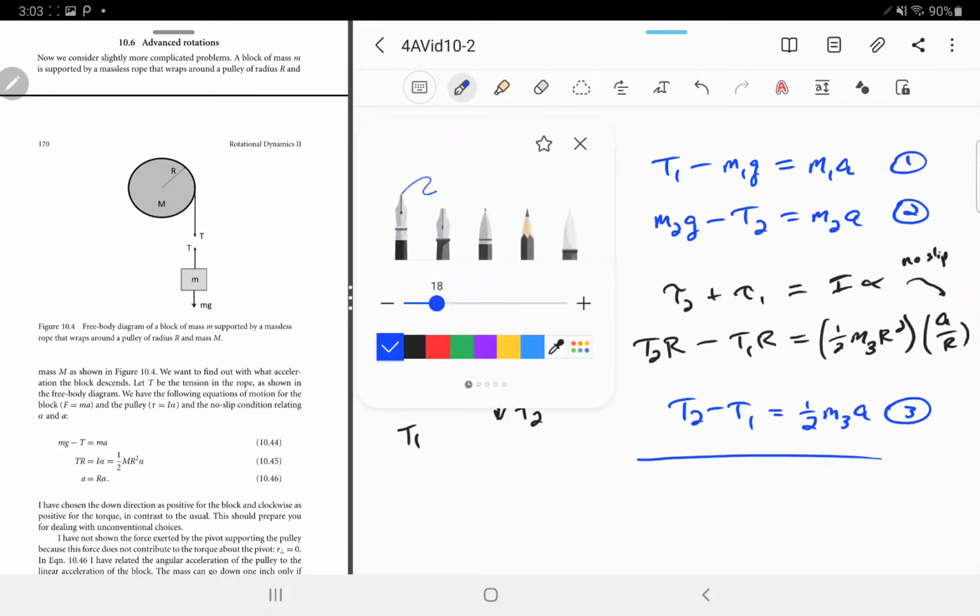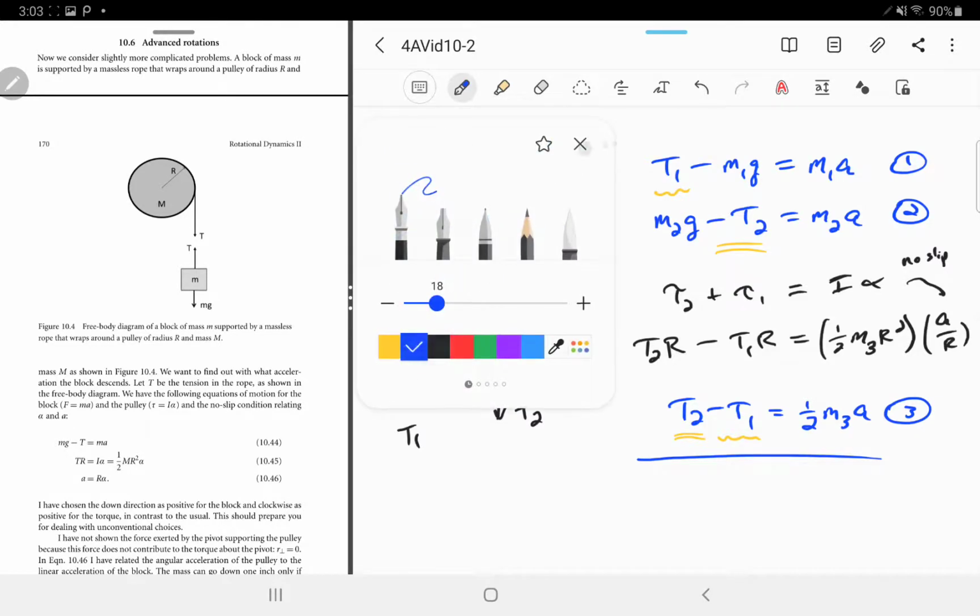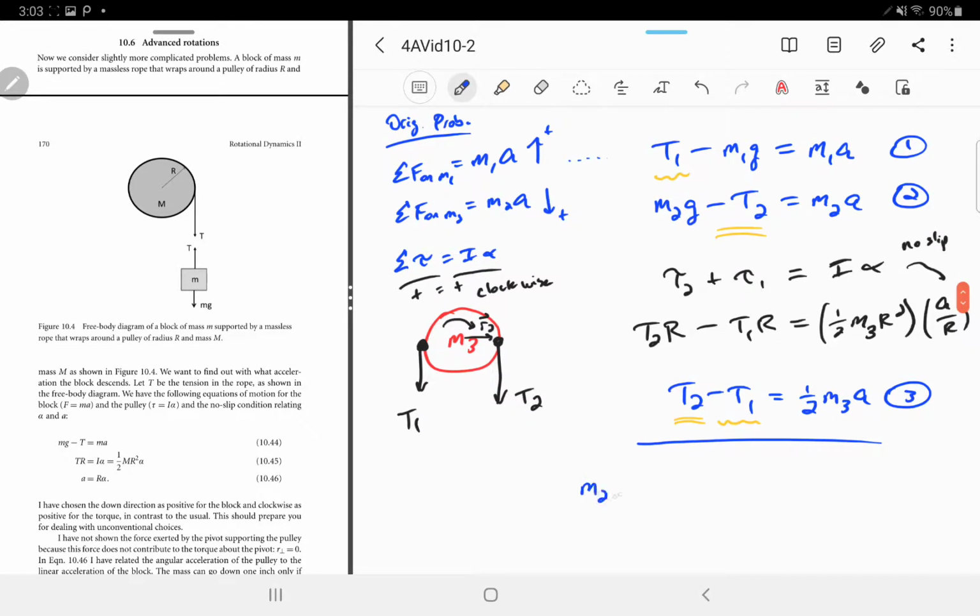And what happens from that is that T1 cancels with this minus T1, and this T2 cancels with this minus T2. So everything I just underlined cancels. And you're only left with m2g minus m1g. So I'm doing equation 1 plus equation 2 plus equation 3, and what that implies is m2g minus m1g, all the T's have disappeared. Now when we add up all of these ma's, it's m1a, m2a, and 1/2 m3a.